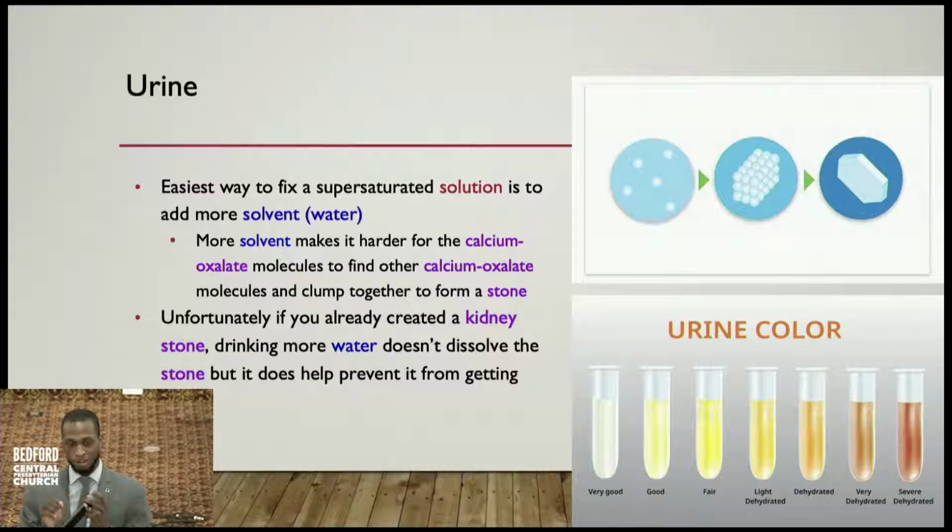Unfortunately, if you already have a kidney stone, and some people have kidney stones in their kidney right now and they don't know it because it's not causing them a problem, drinking more water won't get rid of that kidney stone, but it will help that kidney stone not grow bigger. So once you have a kidney stone, most times you're stuck with that kidney stone, but kidney stones can always grow bigger and bigger as more molecules get closer and closer to it and attached to it. And we'll talk about what to do if we already have a kidney stone in a little bit.